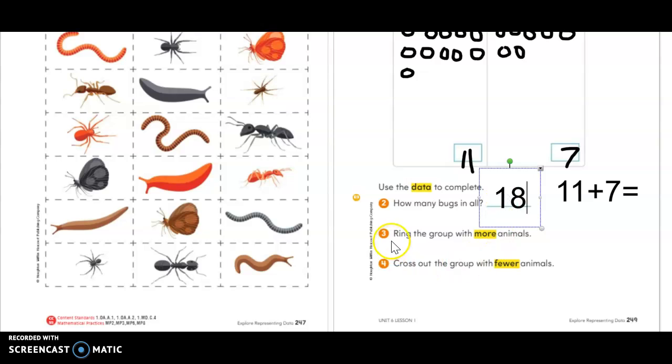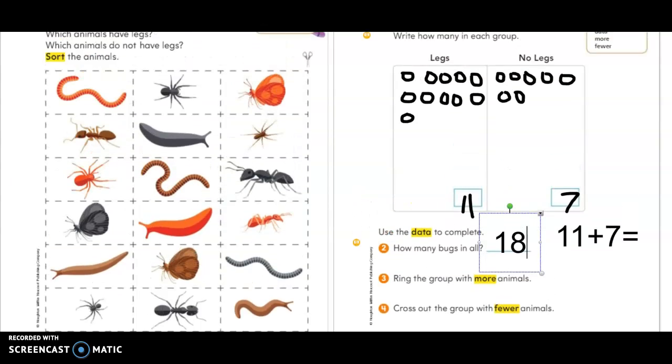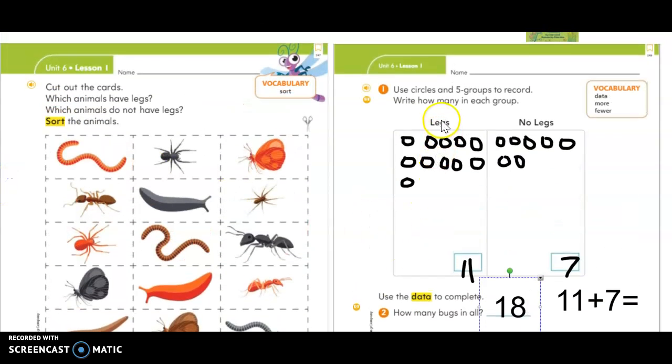Now we need to ring, which we know means circle, the group with more animals. Which one had more, legs or no legs? Yep, it was the one with legs, so we're going to circle that just like the directions said. Now the next direction says cross out the group with fewer animals. Okay, this one has more, and this one has fewer, so the directions say cross it out, so let's do that. Good. Okay, once you've completed that, we are going to turn to the next page.